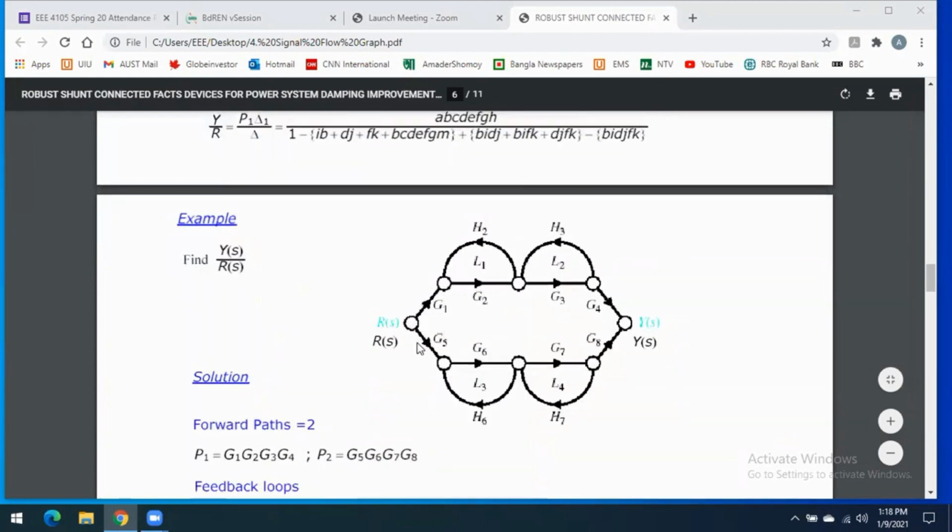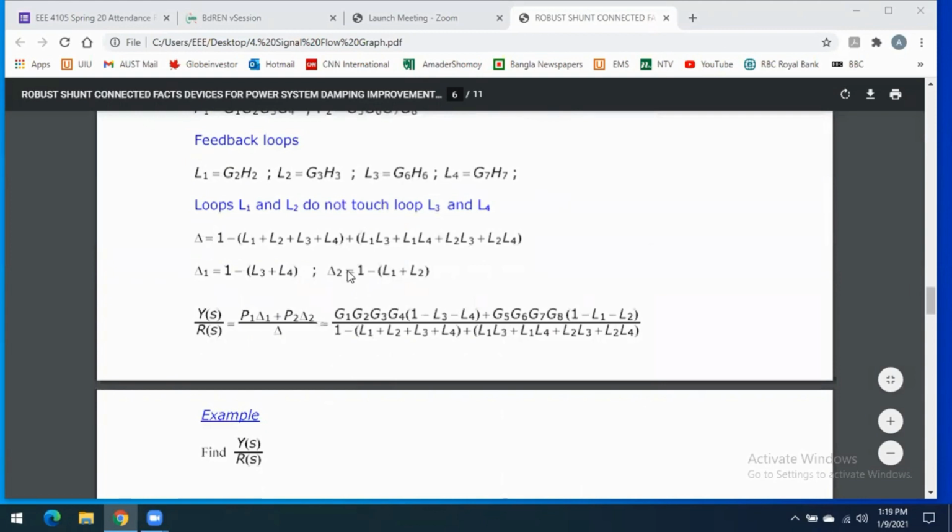And for delta 2, we erase this path and repeat this. If you repeat this, you understand that these two are similar. So we get delta 2 is 1 minus L1 plus L2. Put all of them together. This is your overall result: Y over R is P1 delta 1 plus P2 delta 2, divided by delta.